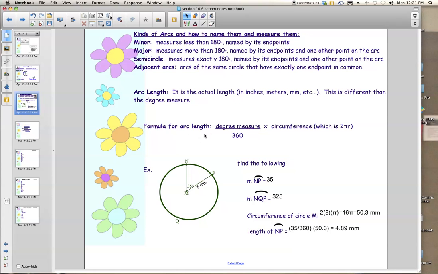In order to find the arc length, it is part of the circumference. So you simply take the number of degrees it is divided by 360, because that tells you what percent of the circle the arc is, and then you take that percent times the circumference, which is why you needed to remember that circumference was 2 pi r.